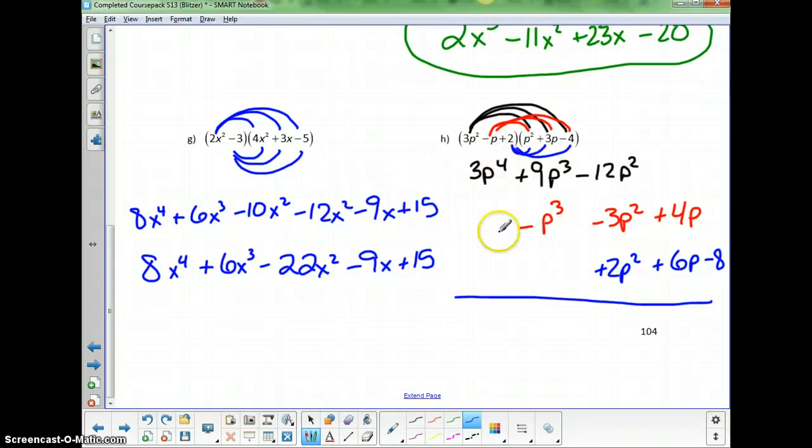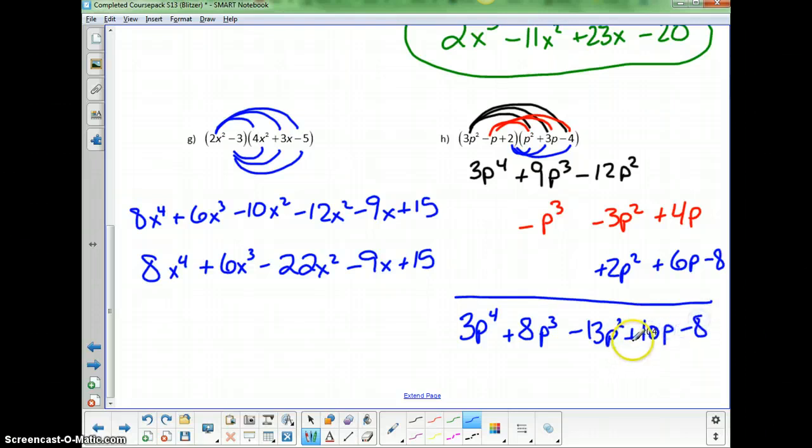Add these all up. I wrote them in the vertical format here, so I'm going to add up all the like terms. You can see them arranged vertically. They just wouldn't all fit horizontally as I had been doing, so I chose to use this method instead. So my answer is going to be 3p to the 4th plus 8p to the 3rd. If I add up my p squared terms, negative 12 minus 1, that'll be negative 13p squared, and plus 10p minus 8 for my final answer.